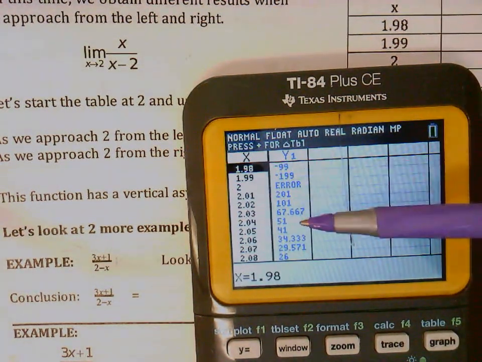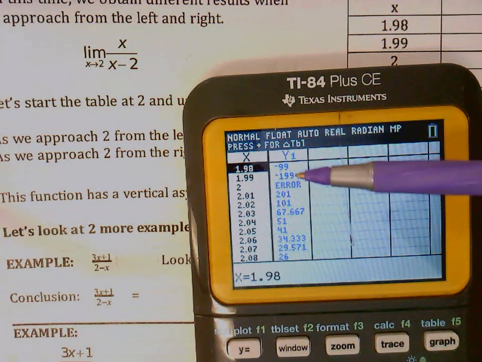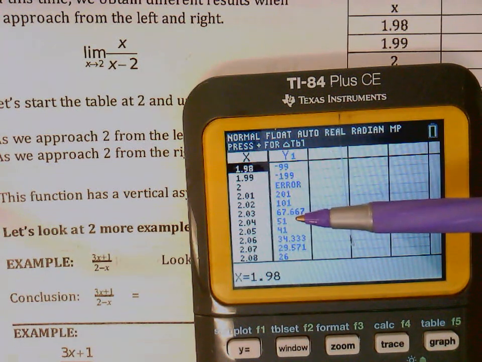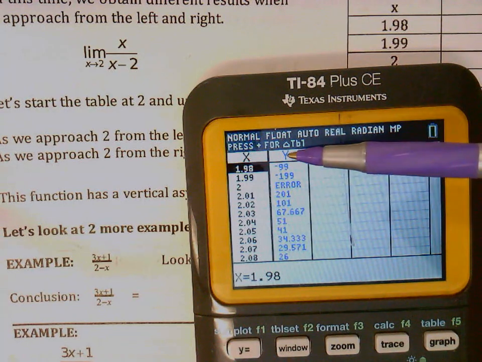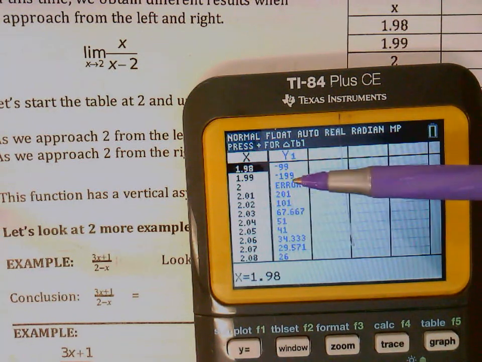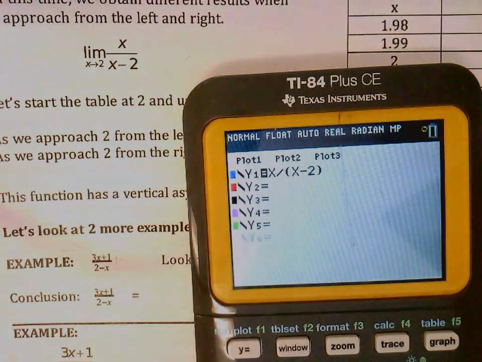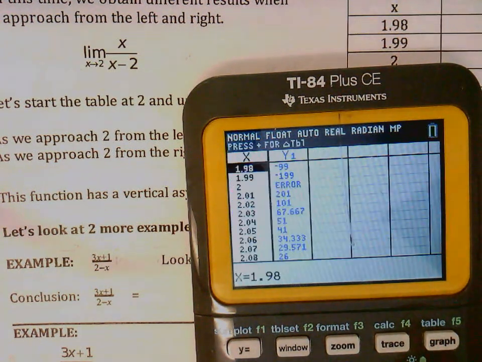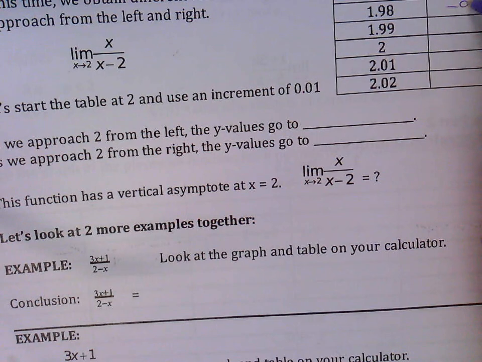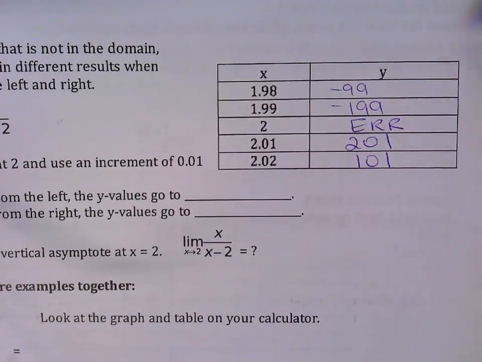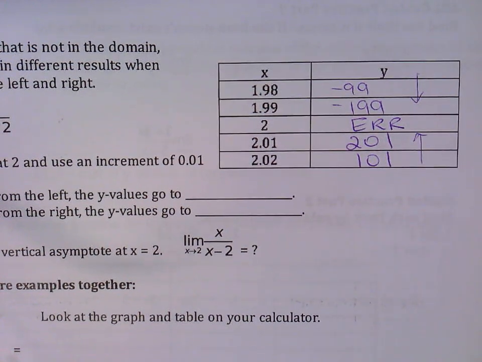When you get to that page, you'll see that this is getting really big and negative, and this is getting really big and positive. So they're going in different directions, approaching different amounts, and there's an error at 2. Everyone get that? Make sure you put your denominator in parentheses. So this was negative 99, negative 199, error. And then this was positive 201, 101. So they're approaching different values from the left and the right.